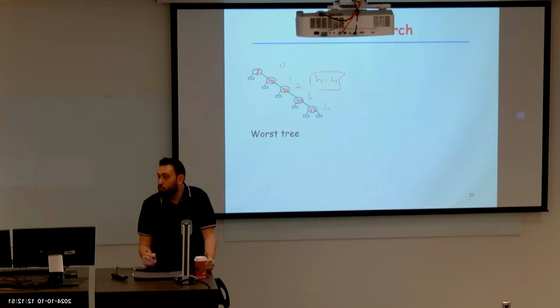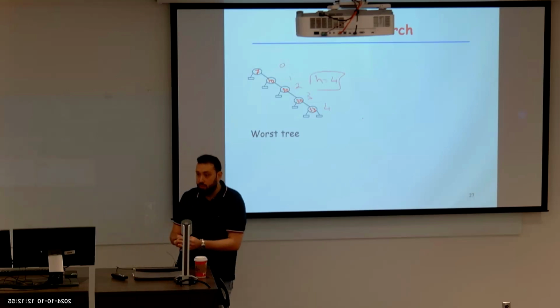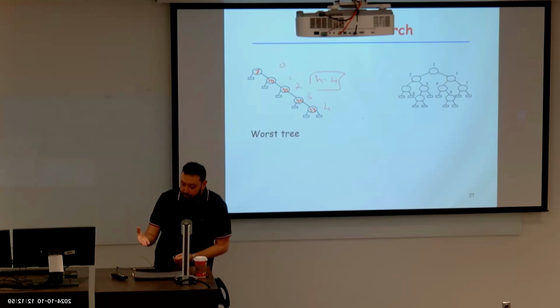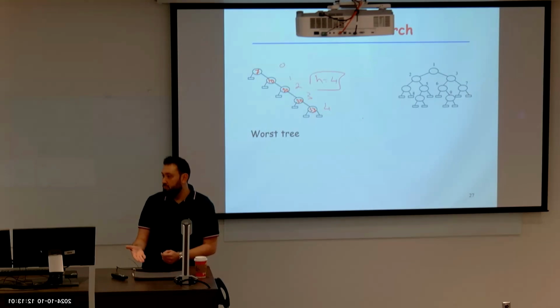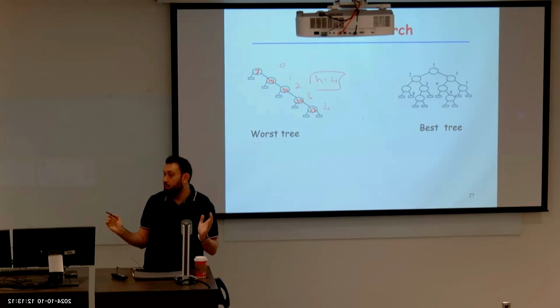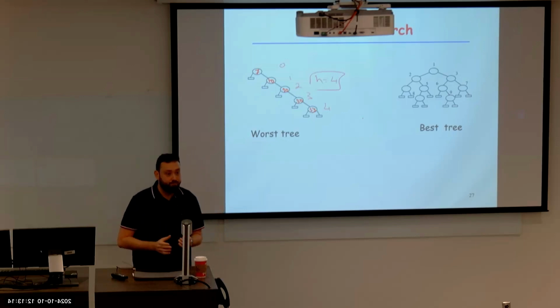So this is called the worst tree. That's my worst scenario for a tree that's going to be skewed. Now, what is a better or the best tree is something like this. We saw a perfect binary tree and a complete binary tree. All of these are considered best trees, but they don't have to be complete or perfect. Even this one is still a best tree because it's balanced.